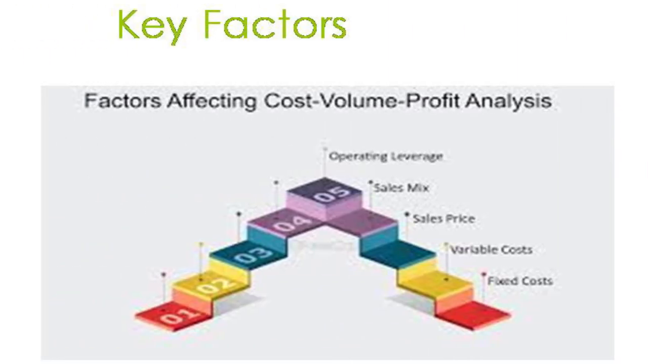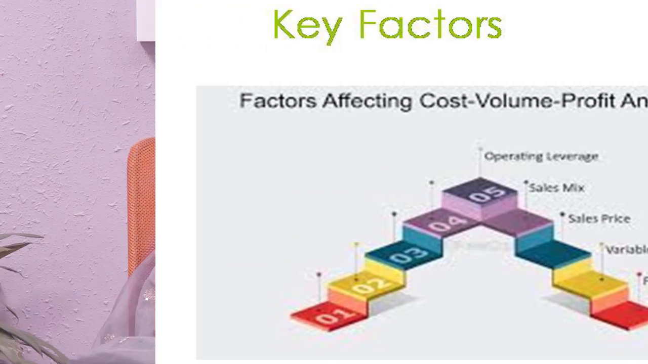And the last and important element of cost, volume, profit analysis is the key factor, or we can say the key elements. The key elements here mean those elements which are very important for production, and without these elements, production cannot be made. The production elements are raw material, labor, and direct expenses, which can be called the prime cost.